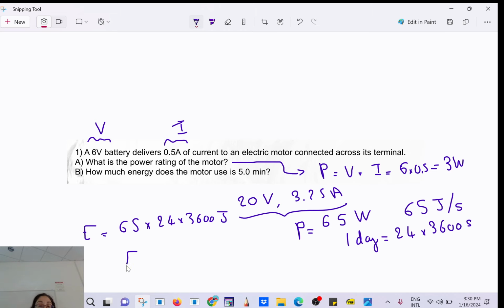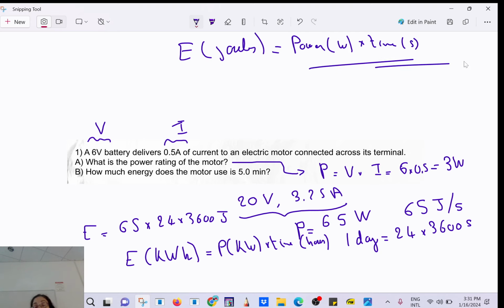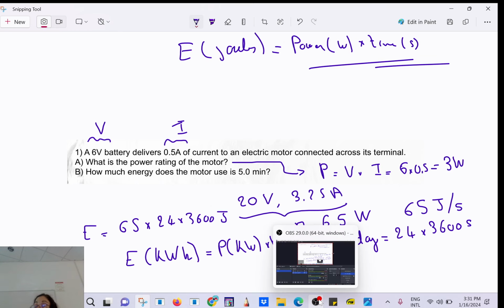Now, usually if you want to have the unit in kilowatt hour, and we will review that next time, you need to find the power in kilowatt and the time in hours. If it's in joule, you just have the power in watt. So if it's in joule, the power is in watt and the time is in second. Okay, we talked about that last time. Is that clear? Okay.